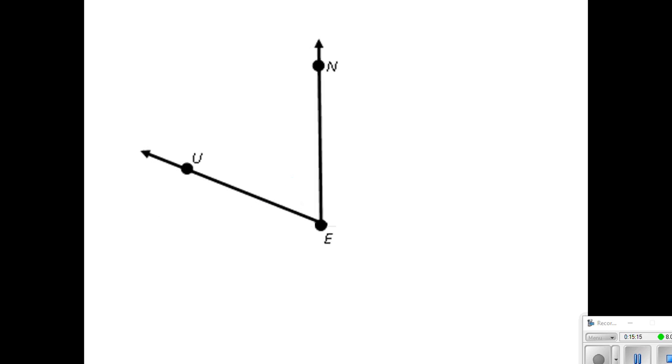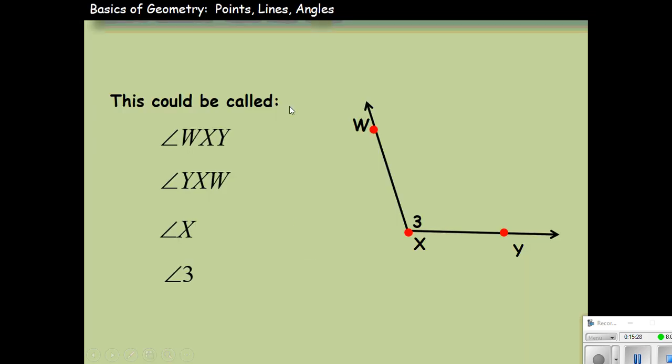Likewise, sometimes our picture is really simple. We have only one angle, and there's no other angles that share this vertex. In this case, we can just call this angle E, because there's only one angle with this as its vertex. Because of this, an angle like this might have up to 4 different names.